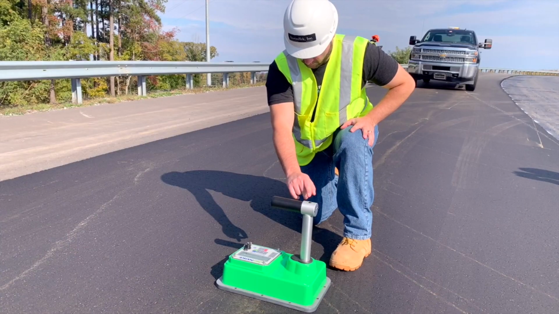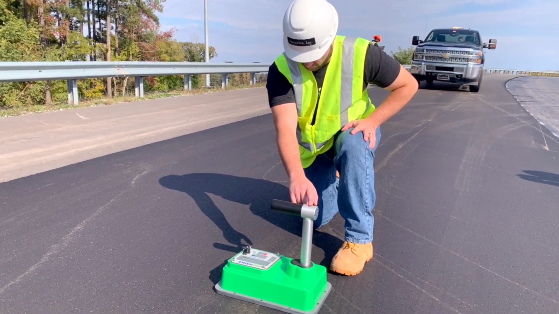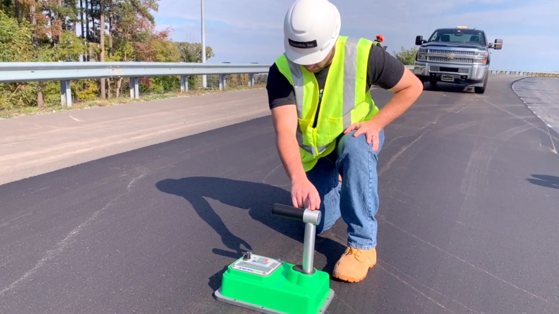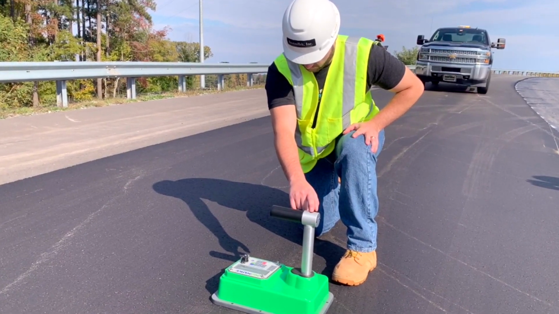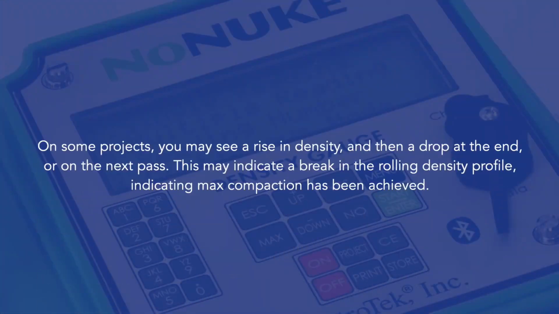You can use the single reading mode for controlling the rolling pattern on new pavements. Place the gauge on the mat after each roller pass until no more gain in density is observed with increased number of roller passes. Note, on some projects you may see a rise in density and then a drop at the end or on the next pass. This may indicate a break in the rolling density profile, indicating max compaction has been achieved.